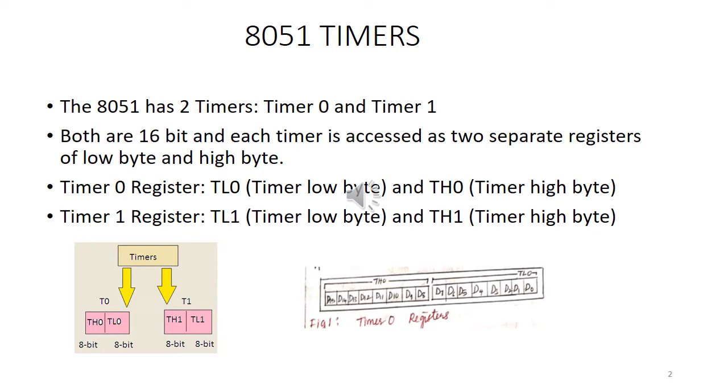First one is the timer 0 register, which is split as TH0 and TL0. TH0 stands for the timer 0 high byte register, TL0 stands for the timer 0 low byte register. Next is the timer 1 register, which is split as TH1 and TL1. TH1 stands for the timer 1 high byte register, TL1 is the timer 1 low byte register. Next, this is the block diagram of the timer 0 register, which is represented from D0 to D7, which represents TL0, and D8 to D15 represents TH0.